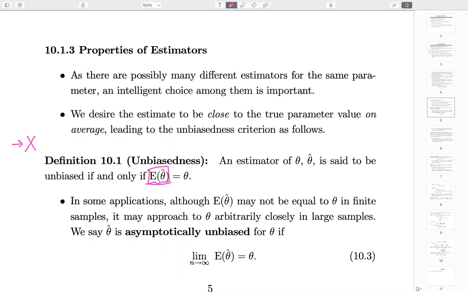And then once you sample, what you get is X1, X2, all the way to Xn. So what it means is X1 is the age of the first student included in this sample. X2 is the age of the second student included in this sample, and so on.